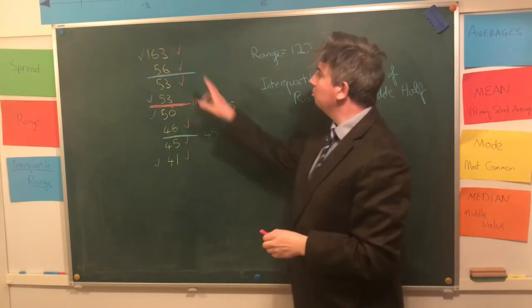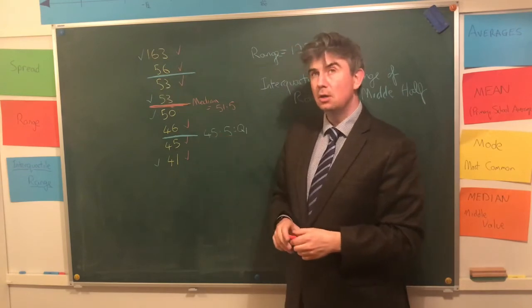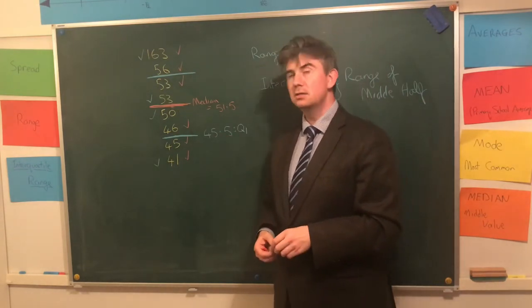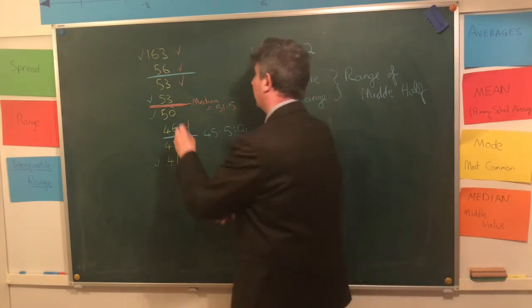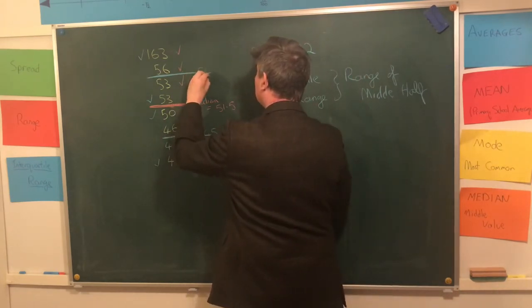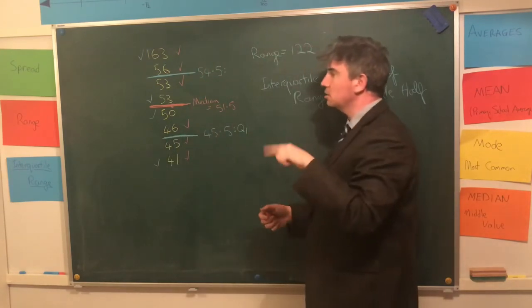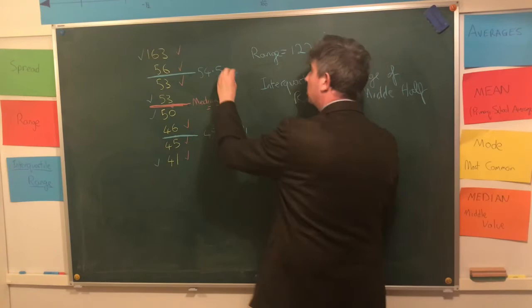And how do I find the number that's halfway between 53 and 56? Well, I add them together and divide by 2. So that's 109. Divided by 2 is 54.5. And that is where the third quarter ends. So I call it Q3.